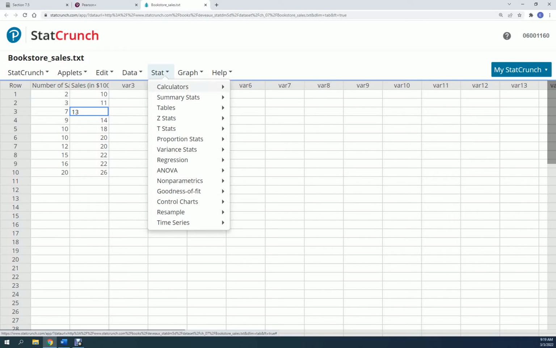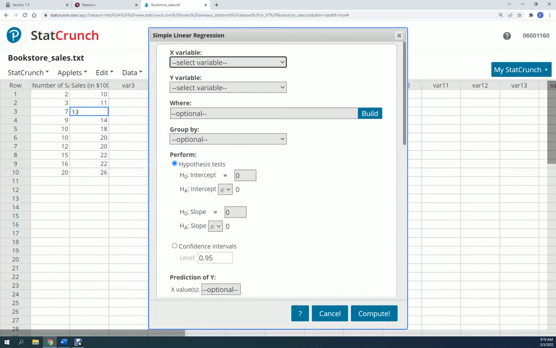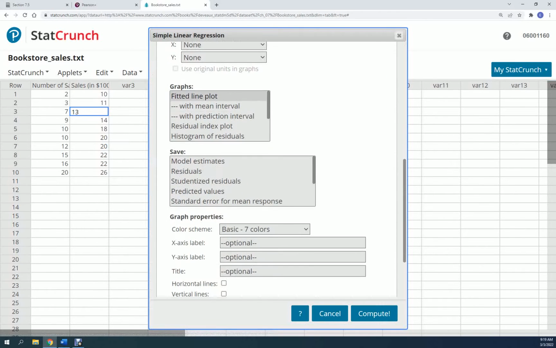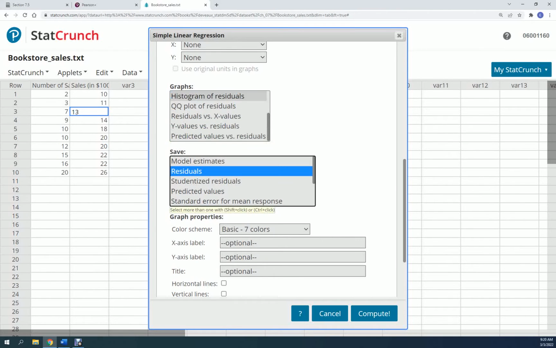So I'm going to go to Stat, Regression, Simple Linear. X is my number of salespeople working, and Y is their sales in thousands of dollars. And let's see what else I want. I want to do a fitted line plot, because we want to see that graphically. I'm going to hit my control button. I want to see a residual index plot and the histogram of the residuals. Also, I want to save the residuals themselves. So I'm going to compute this.